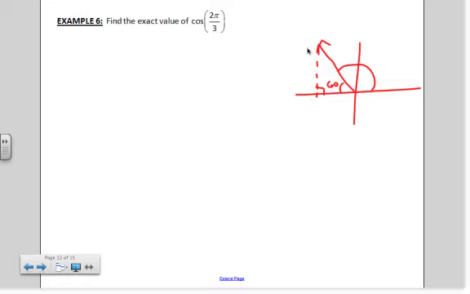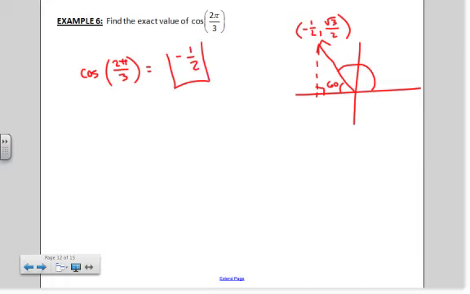And we know what the coordinates of that point are now because we are in quadrant 2, x is negative, and this is our short side, so that's going to be negative 1/2. This is our long side, and that's square root of 3 over 2. And so how do we find the cosine of 2 pi over 3? Well, we have thought about it pretty much all that we need to. It's going to be the x-coordinate right there, negative 1/2.